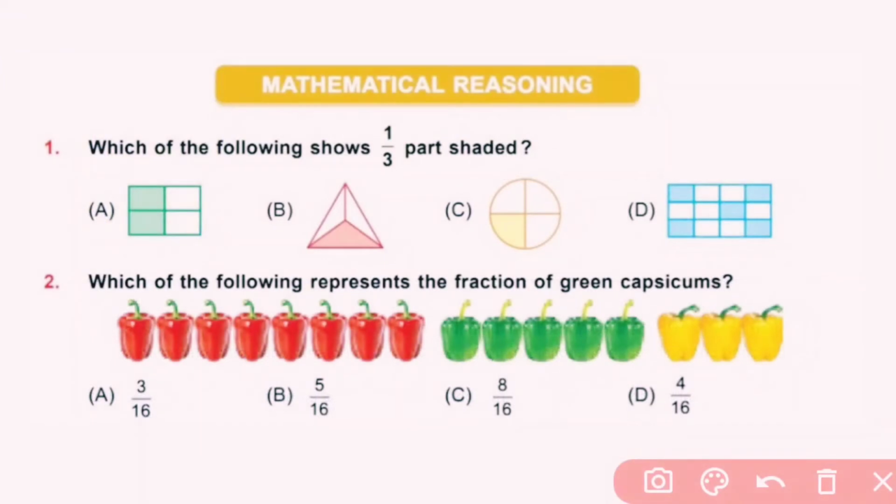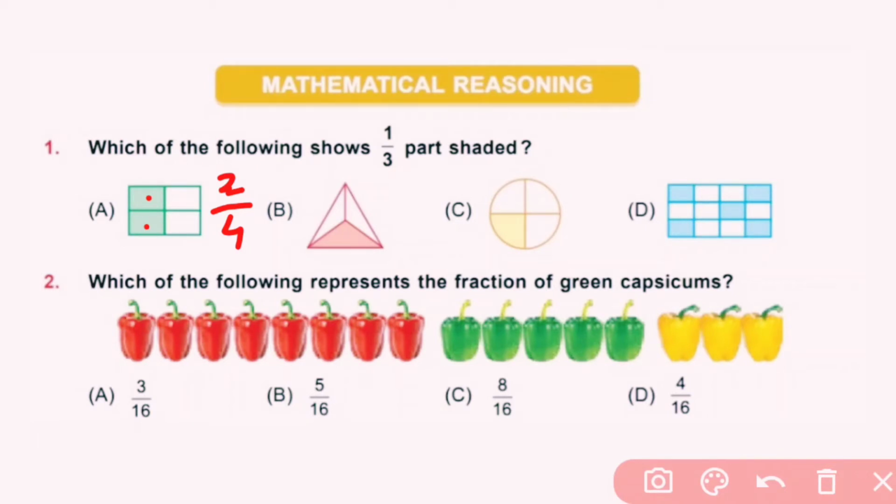Let's start with question number 1. Which of the following shows 1 by 3 part shaded? Here we have to find the fraction of the shaded part. In option A, there are a total of 4 parts, and out of 4, 2 parts are shaded. So the fraction will be 2 by 4.